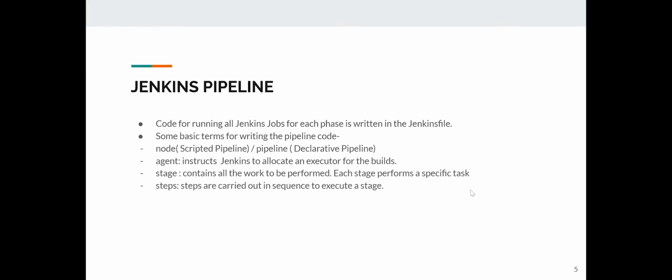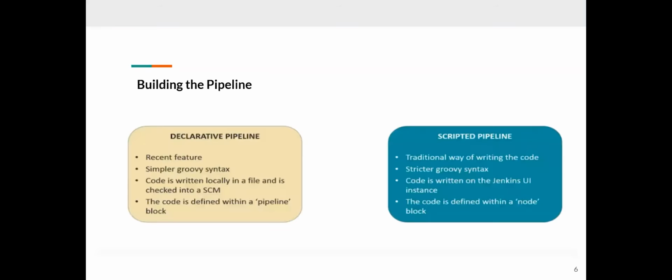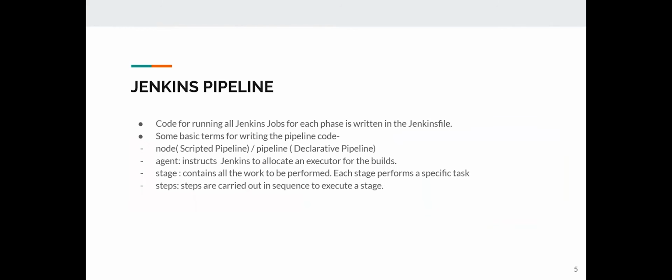Instead of building several jobs for each phase, we can now code the entire workflow and put it all in a single Jenkinsfile while building the Jenkins pipeline. Now, there are two ways of building this Jenkins pipeline. It can be done locally, which is known as declarative pipeline, and it can also be done directly at the Jenkins UI. The only difference between these two is that when we're doing it locally, the syntax starts with pipeline, whereas when we're doing it at the Jenkins UI directly, it starts with node.